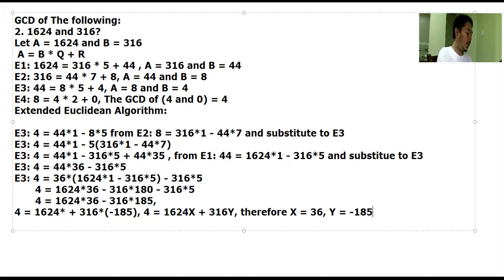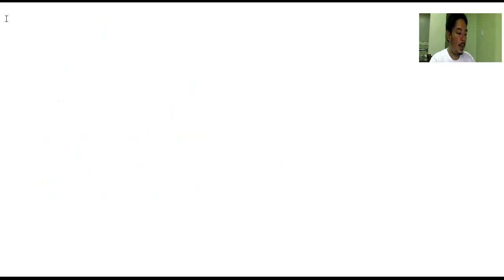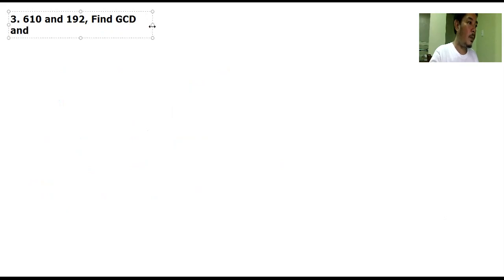Tapos, sa number 3, halos lahat naman kayo tama. Sundin niyo lang po yan. So, ganun din. O sige, solve natin yung number 3. Okay? So, ito po ay 20 points. Okay? Next. Yung number 3. Number 3 is 610 and 192. Tama. Find the GCD and solution for X and Y.